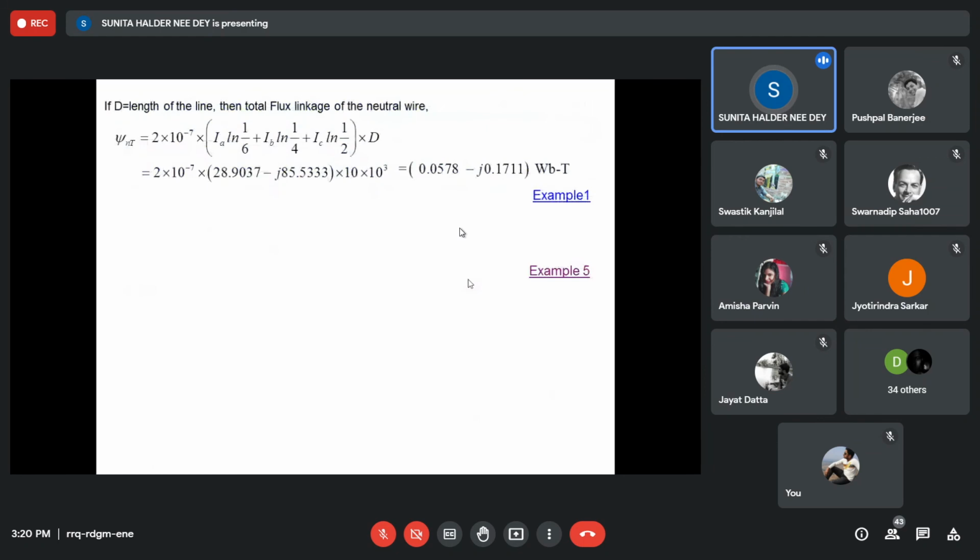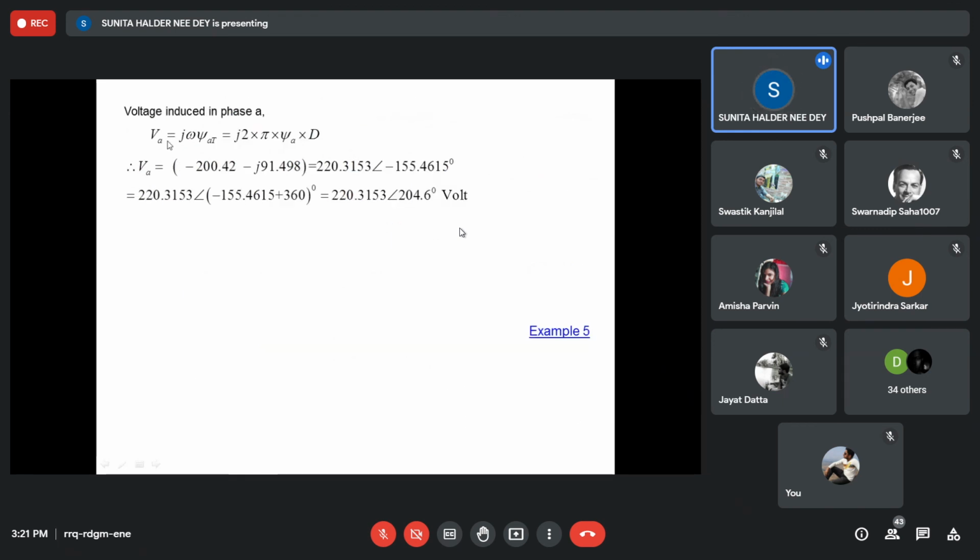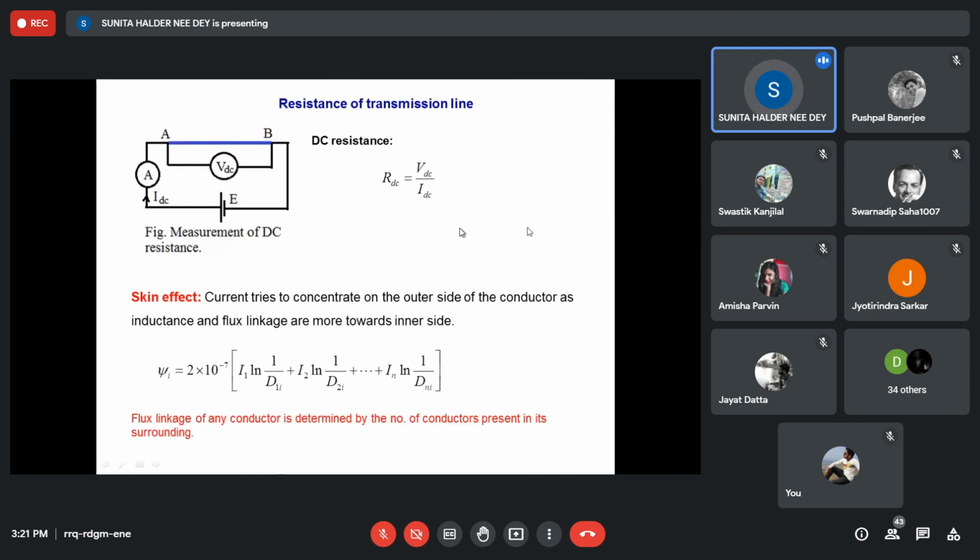So the same approach. Instead of psi N, we have to find out psi A. Now I_N is again 0. We just put the values, right? So similarly, V_A is j omega psi A. So V will be this one, right? So in that way we can calculate.